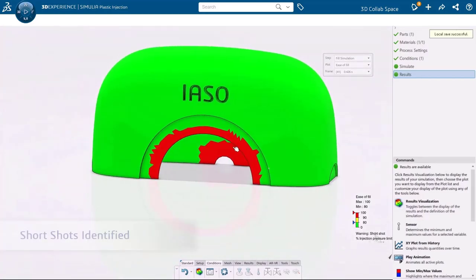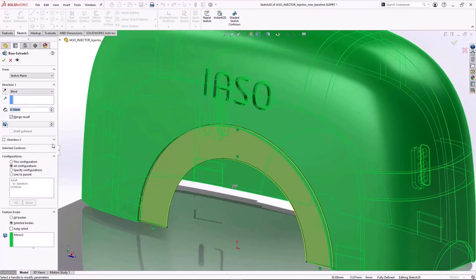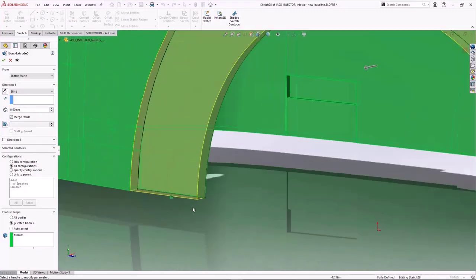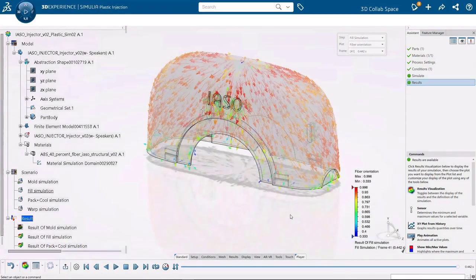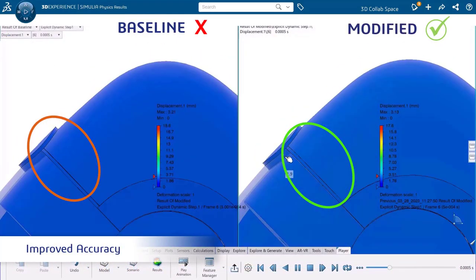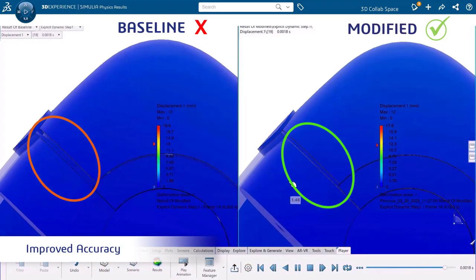The cover rim thickness was too thin, preventing molten plastic from filling the cavity. This resulted in short shots during plastic injection. The rim thickness was increased in SOLIDWORKS to solve this problem. The fiber orientation obtained from injection molding simulation was mapped to structural simulation to analyze snap fit performance and to update the drop test.